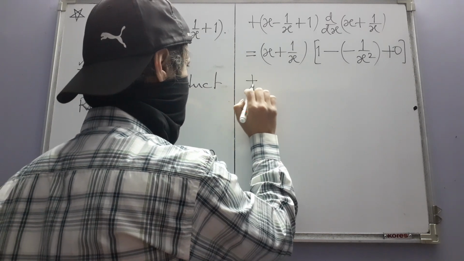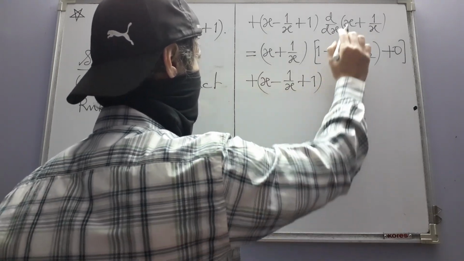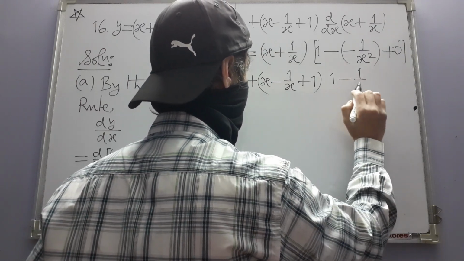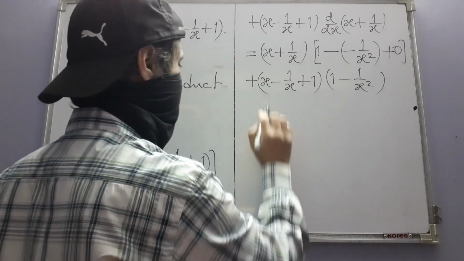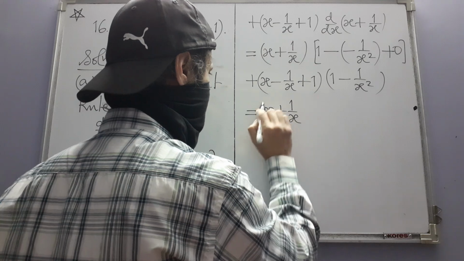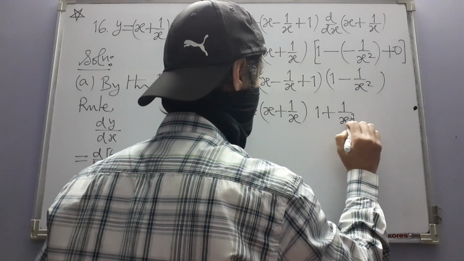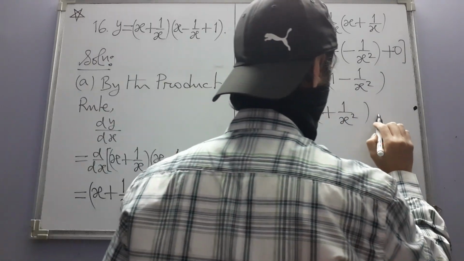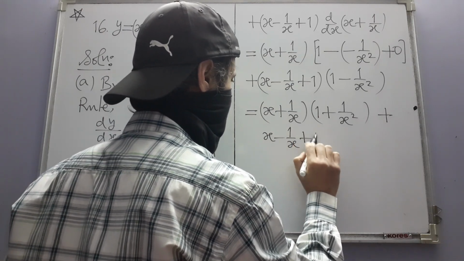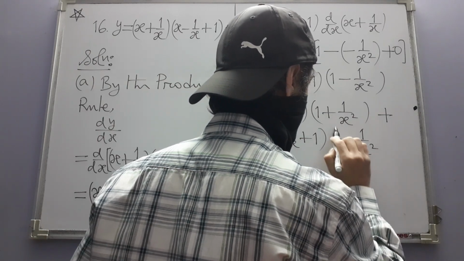Then plus x minus 1 over x plus 1 times the derivative of x, which is 1, and that of 1 over x is minus 1 over x square. Alright, so this will become this times 1 plus 1 over x square, plus x minus 1 over x plus 1 times 1 minus 1 over x square.